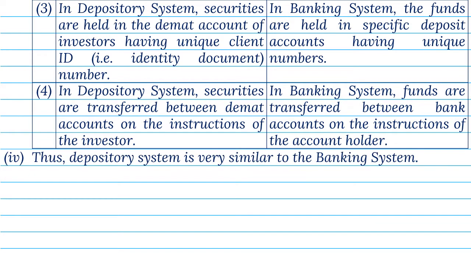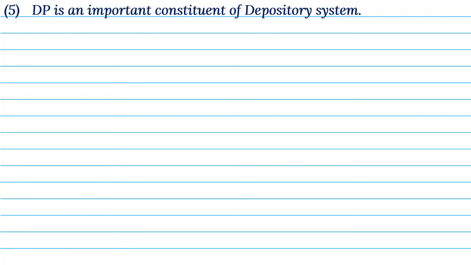4. Thus, depository system is very similar to the banking system. 5. DP is an important constituent of depository system.